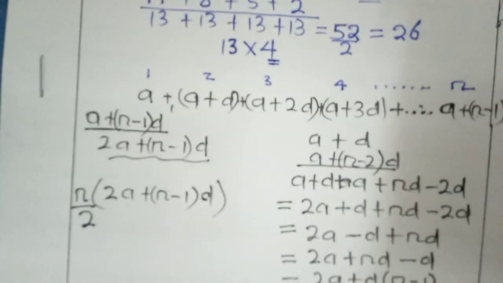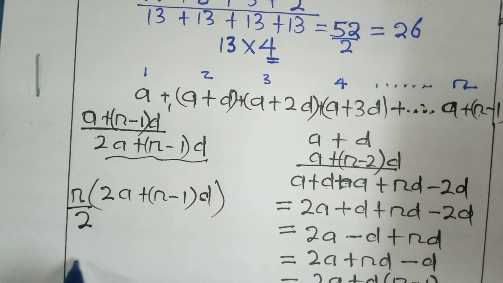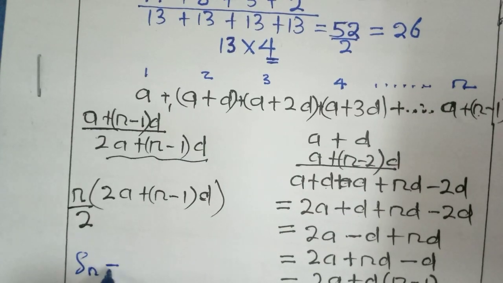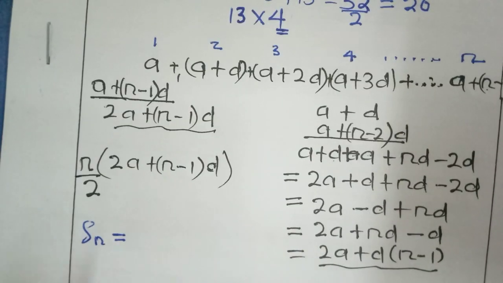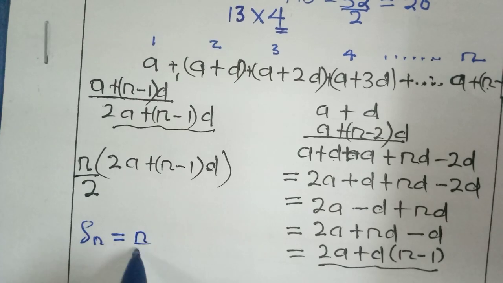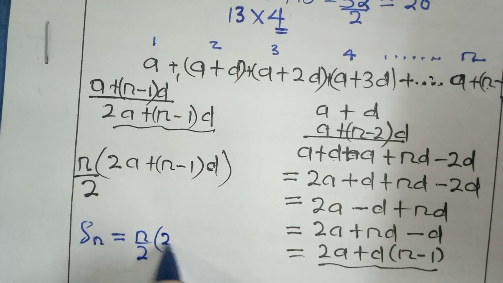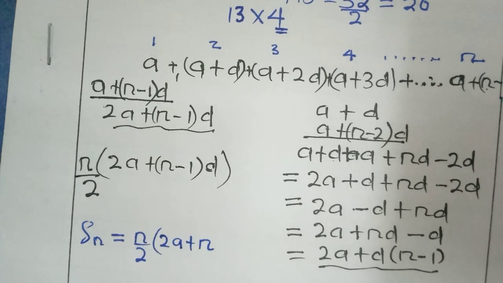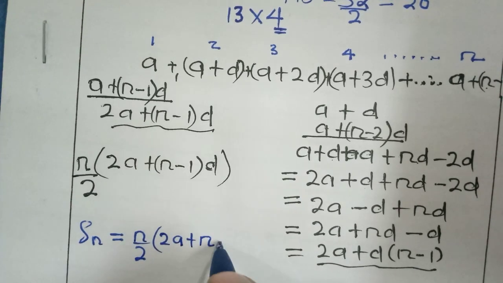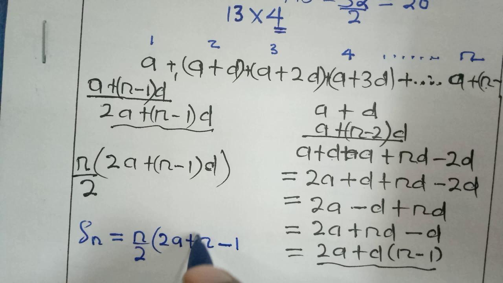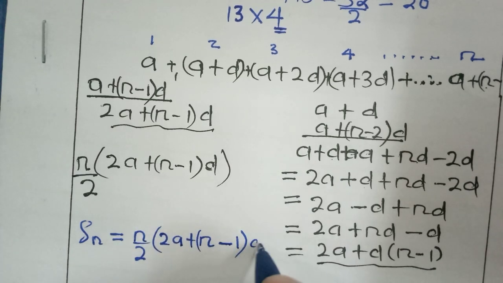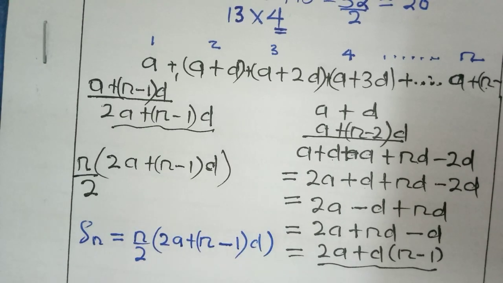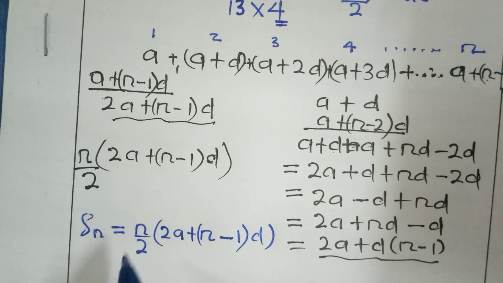So as you can see now, we are going to have the sum is equal to n over 2, times the bracket 2a plus n minus 1 d, like that. So guys, this is our solution.